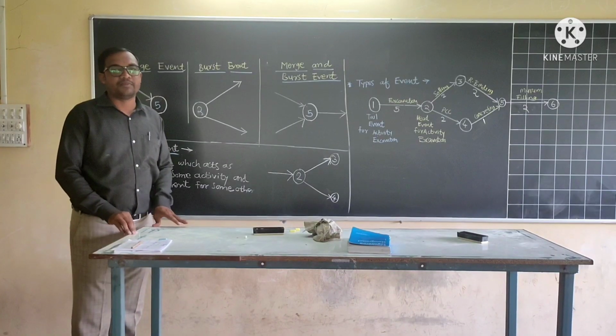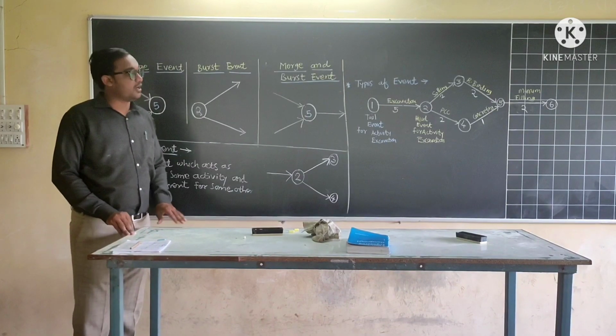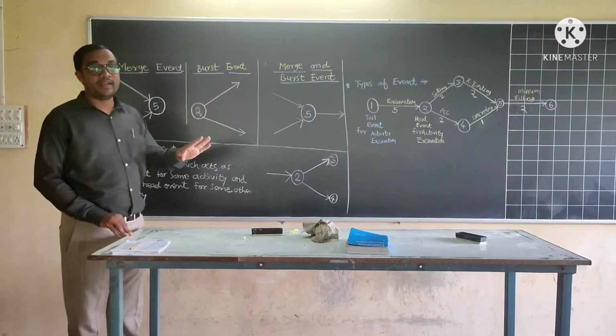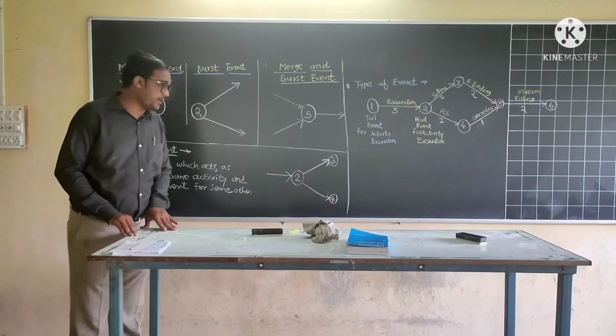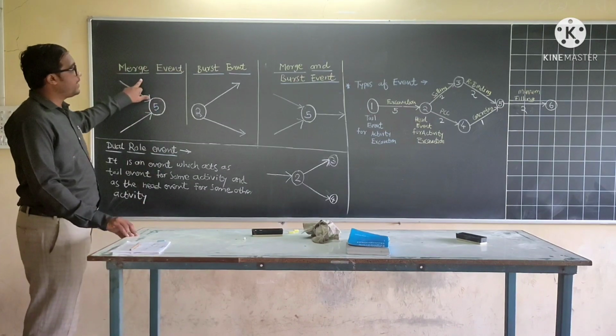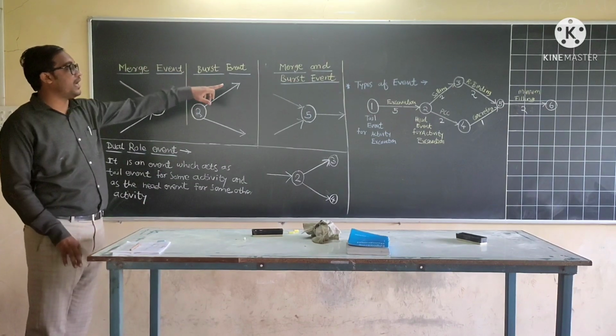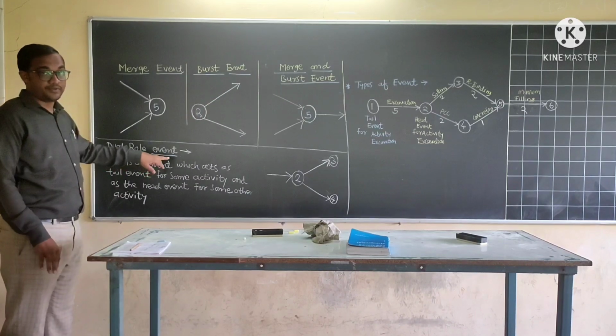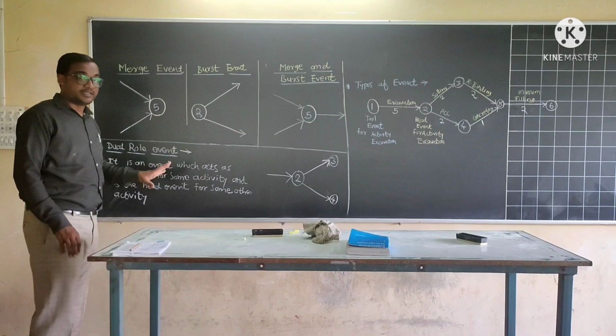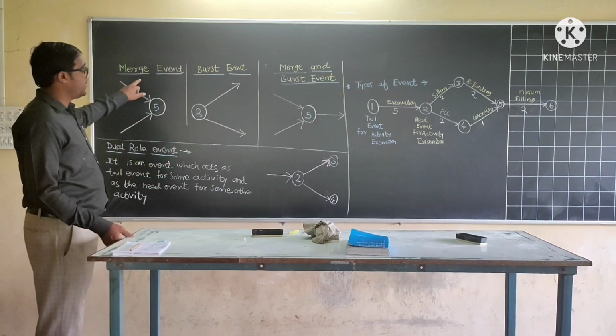These are the different types of events in front of you. Apart from tail event and head event, there are other types of events also, like merge event, burst event, merge and burst event, and dual role event. We will see one by one what the concept of each is. So first of all, the merge event.